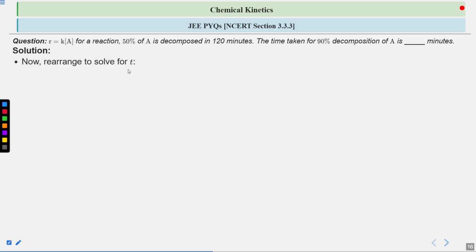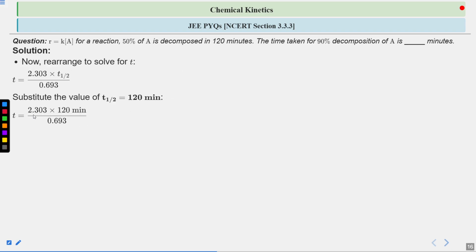Now we rearrange the equation to solve for t, because t is the only variable present. So t will be equal to 2.303 multiplied by the half-life t half divided by 0.693. Other things have cancelled out or are equal to 1. So substitute the value of t half. We already have t half, which is 120 minutes, already given in the question. So t will be 2.303 multiplied by 120 minutes divided by 0.693.